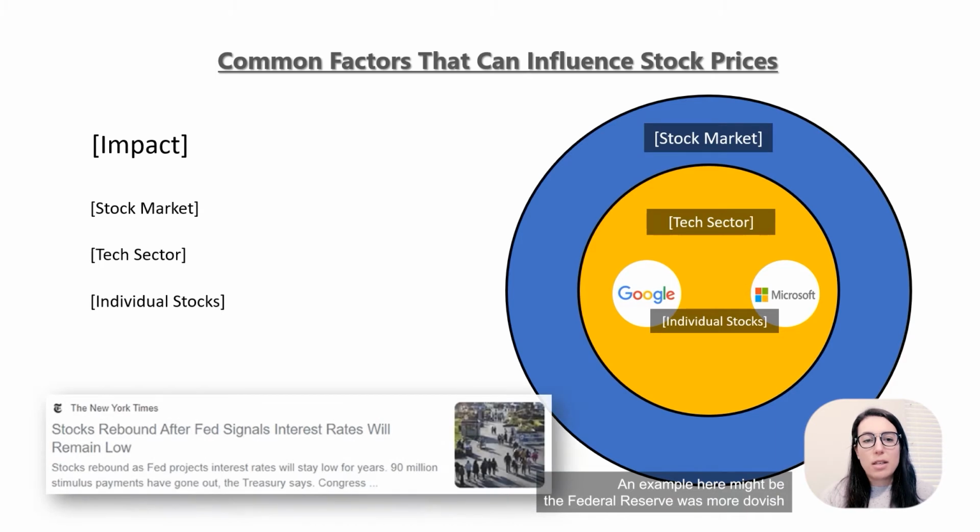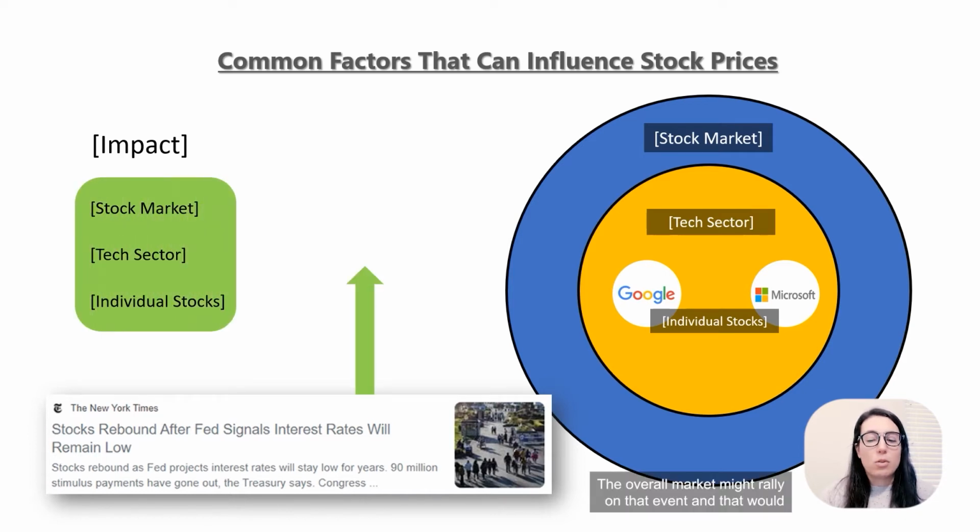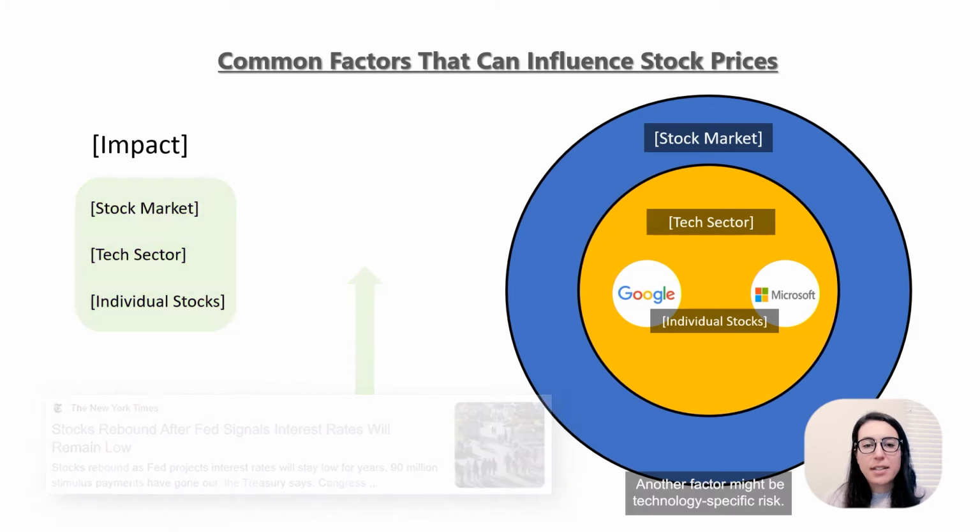An example here might be the Federal Reserve was more dovish than expected at a meeting, and they cut interest rates by more than what the market was expecting. And the overall market might rally on that event, and that would positively impact the prices of both Microsoft and Google. Another factor might be technology-specific risk.